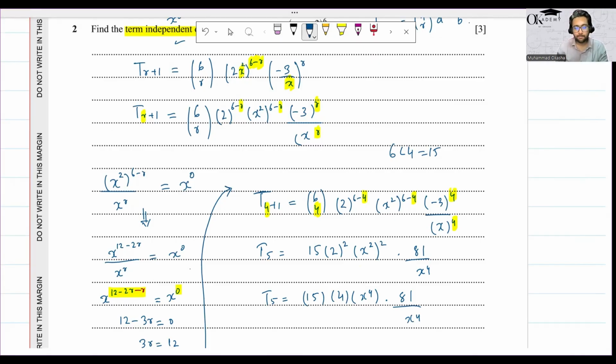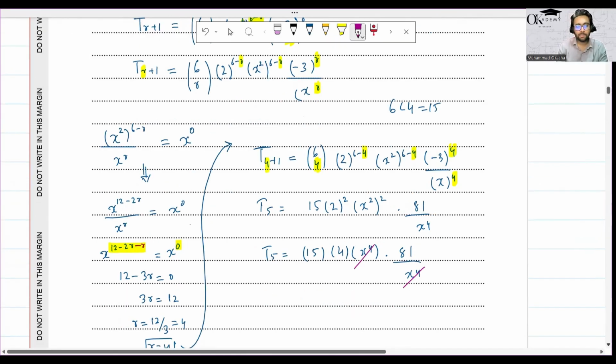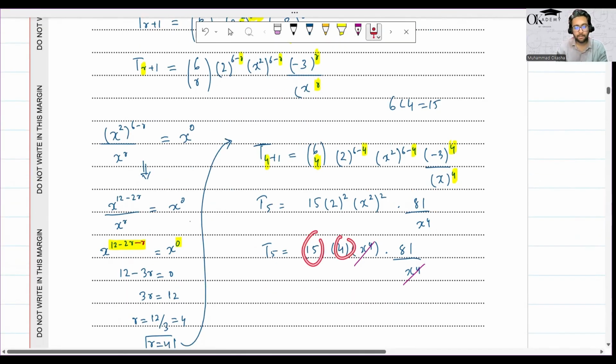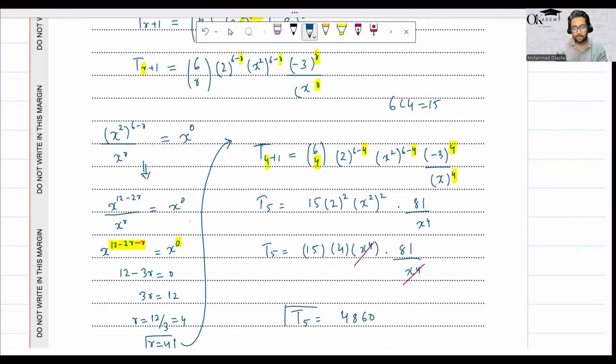I hope you can see something canceling out. They'll cancel out. And if I just multiply all of these numbers, 15, 4, and 81, I am going to get my answer, which is the fifth term of the expression, and that is going to be 4860. I hope it makes sense, right?